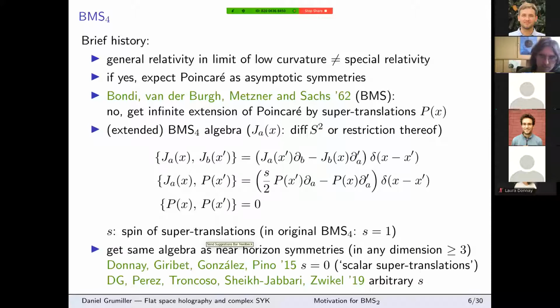For instance, in the context of near horizon symmetries, you find the same type of algebra. And in this very nice work by Laura and collaborators, they found a version of this algebra where you have scalar super translations, where the spin is 0. And in the work with Celine Zwikel and collaborators, we generalized this to arbitrary spin S. But again, I'm not going to talk about near horizon symmetries in the rest of my talk. This was just a side note. So this is my summary of BMS4.